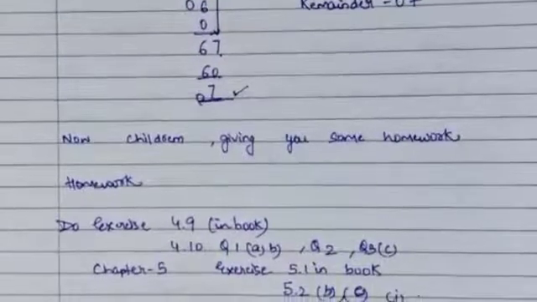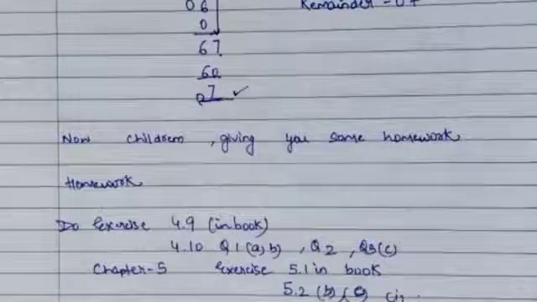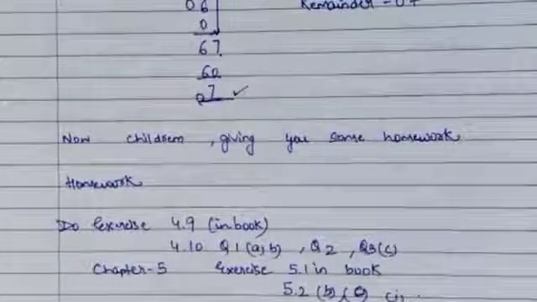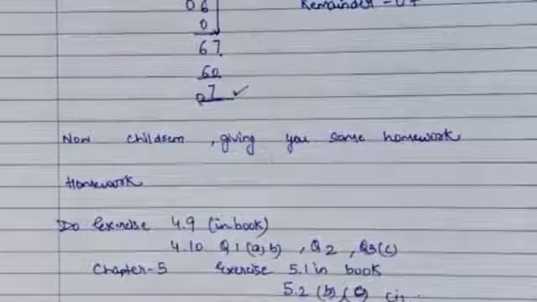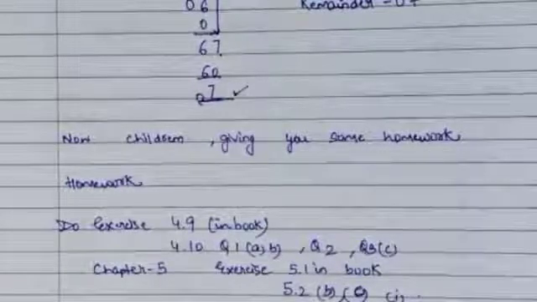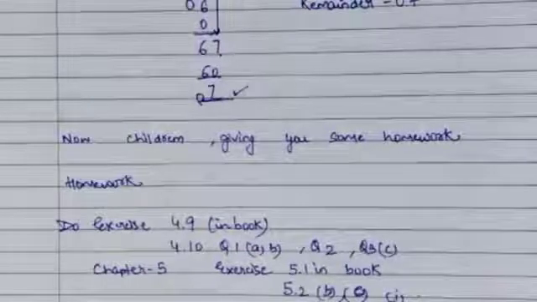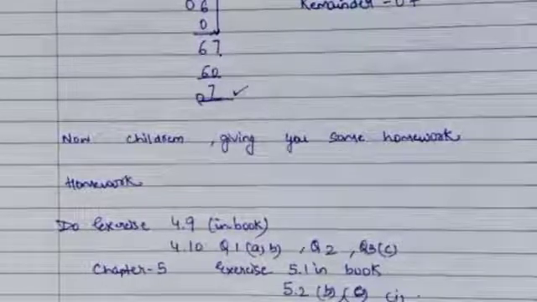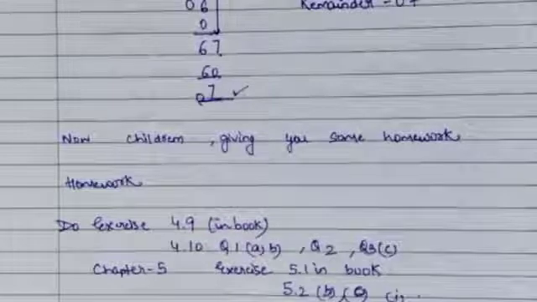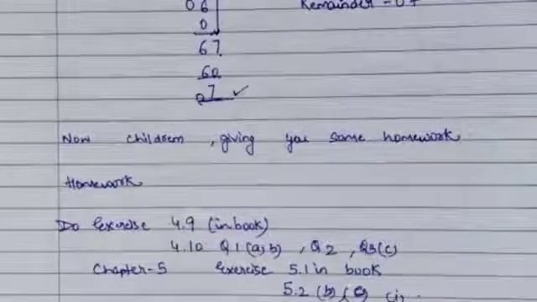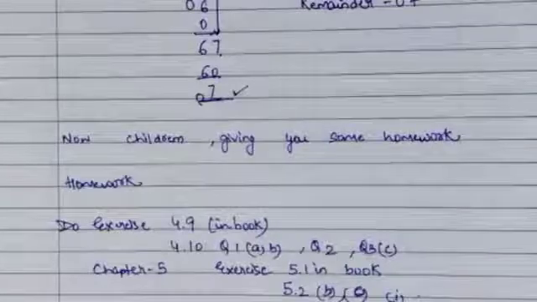Now children, I am giving you some homework. You have to do exercise 4.9 in book. 4.10 you have to do question 1 A, B part. Question 2 full. Then question 3 only C part. Then from chapter 5 you have to do exercise 5.1 in book. 5.2 3 parts, that is B, E, I. 5.3 you have to do 3 parts H, E, G.